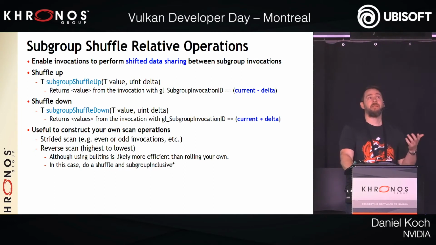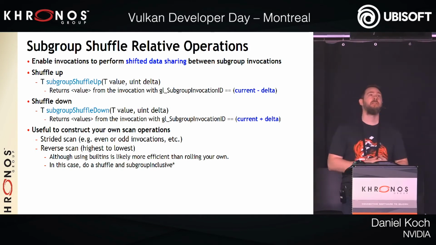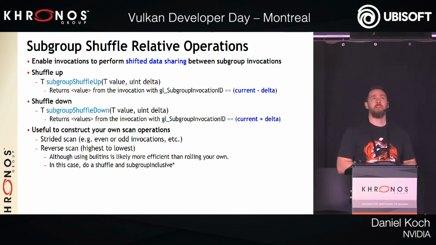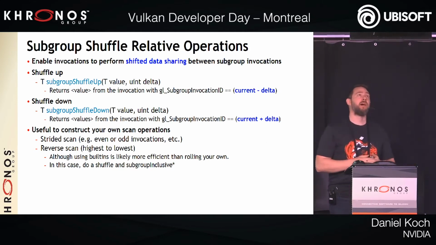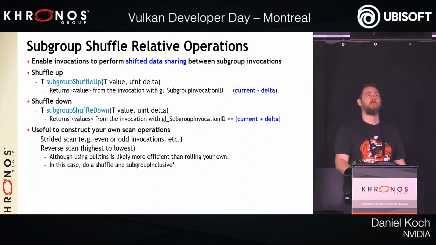So if you want to do a strided scan, for example, where you add together all the even invocations separately from all the odd invocations. You can also construct things like a reverse scan, because the other scans we had with the arithmetic ones went from lowest to highest. Maybe you want to go from highest to lowest for your algorithm. Well, you can construct your own, but in this case it's probably more efficient to use the built-ins. It would actually be better in this particular case to do a shuffle followed by a subgroup inclusive scan. So you need to think about your algorithms in those terms to see which makes sense.